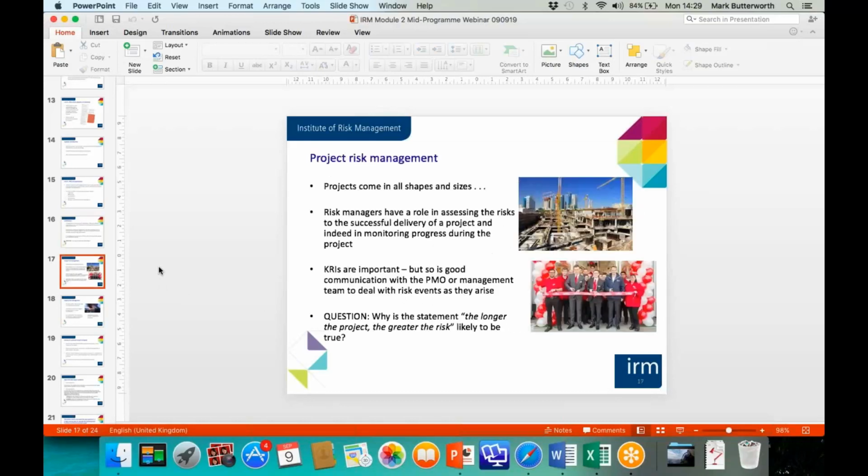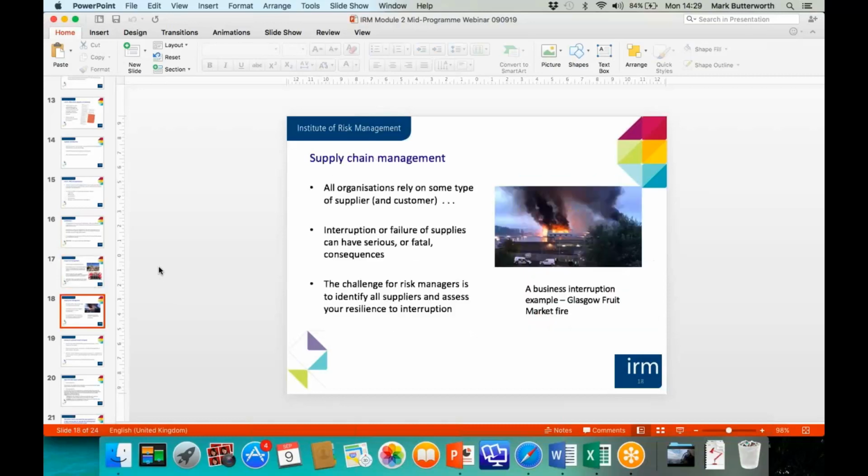We must really think about and play our parts with project management colleagues. Supply chain management. Again, this is playing out from the thoughts of stakeholders and the interconnectedness of organizations. And I'll give you this example, from 2 years ago, when this huge building caught fire. It was an unusual kind of business in the sense that it was a distribution warehouse: the Glasgow Fruit Market.